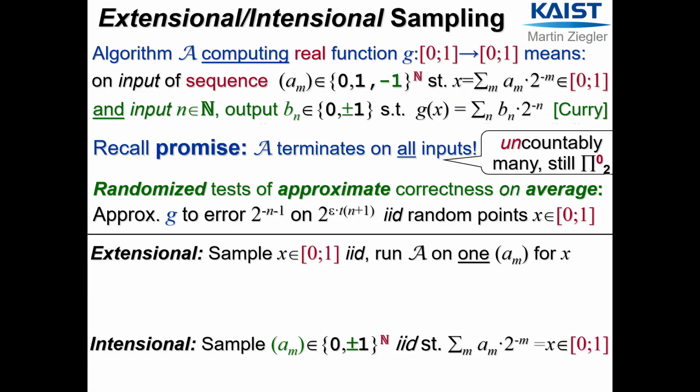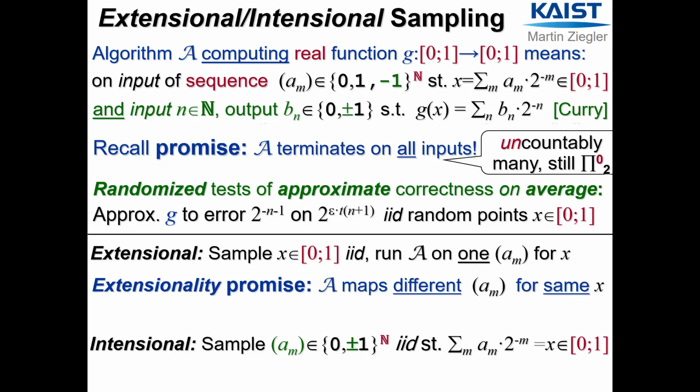So the first may be called extensional sampling, and the second intensional sampling. And both are not equivalent, but they become equivalent if we throw in another promise, namely the promise that the algorithm already is extensional, meaning it maps different signed digit sequences for the same x to possibly different signed digit sequences for the same y, g of x. So that's another promise that we consider.